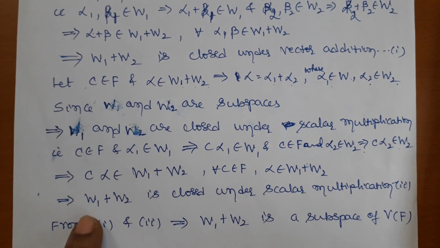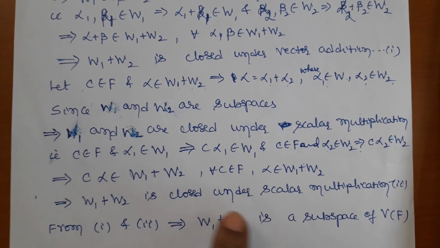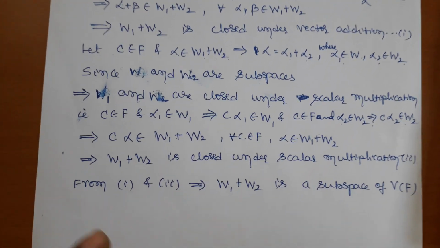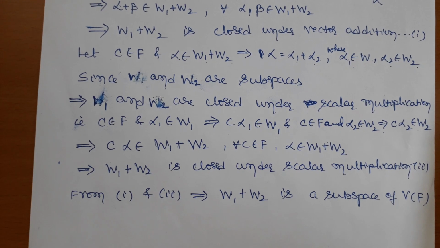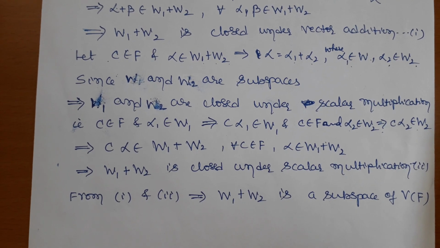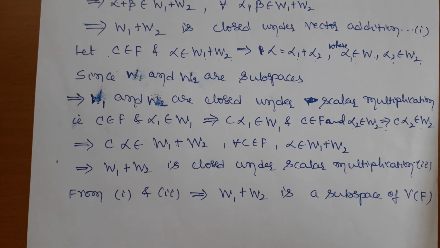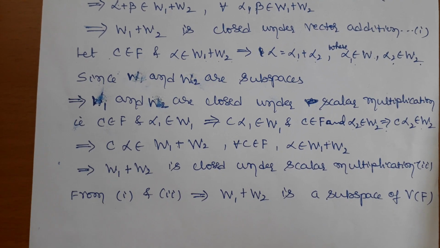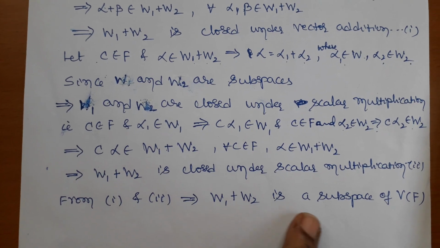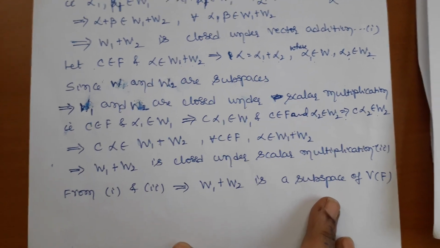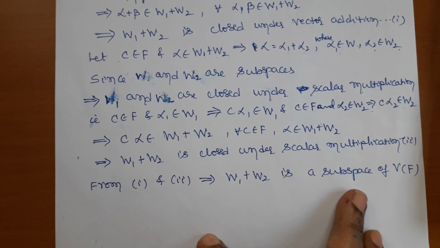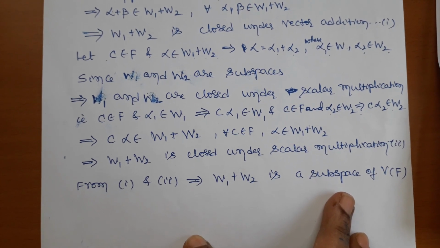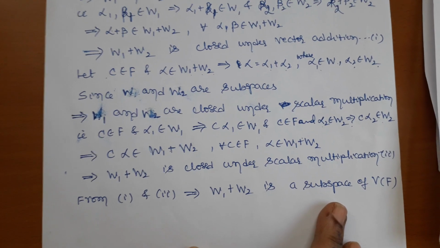Now we can say that W1 plus W2 is closed under scalar multiplication. We have already derived closure under vector addition and closure under scalar multiplication. From the first result, we can confidently say that W1 plus W2 is a subspace of a vector space over a field F. This is the way to prove that the sum of two subspaces is also a subspace. We already discussed that the intersection of two subspaces is also a subspace.